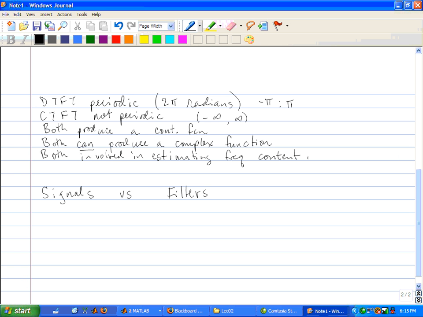which is something that represents information. It could be an audio signal or a video signal or whatever, versus a filter, which is a sequence of numbers that represents a function that you would apply to a signal. So filters, at least in the digital domain, are represented by a series of numbers.